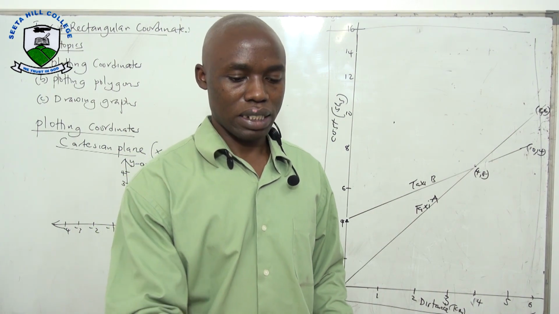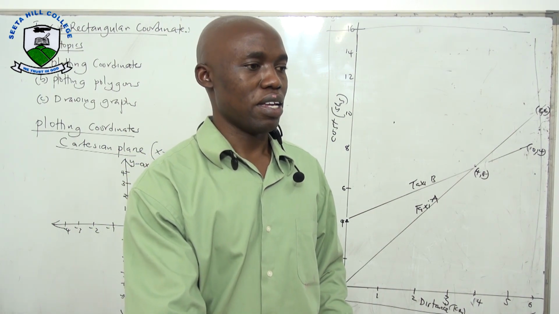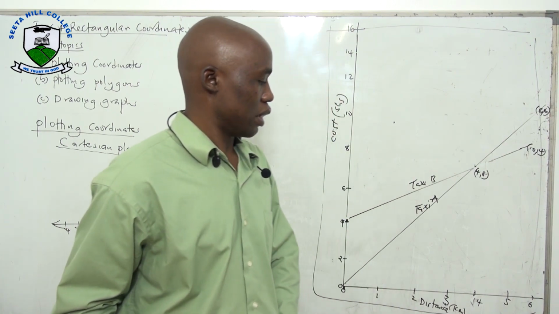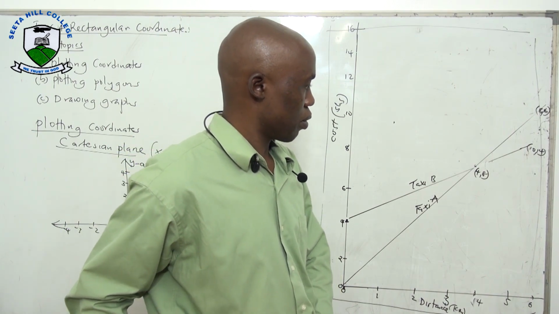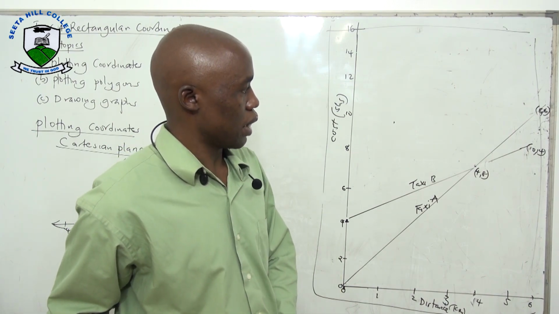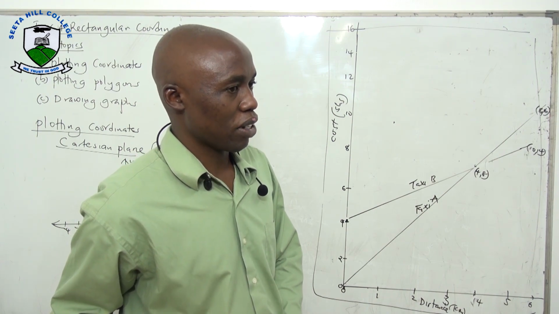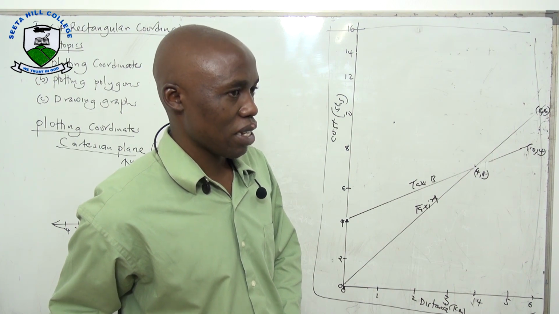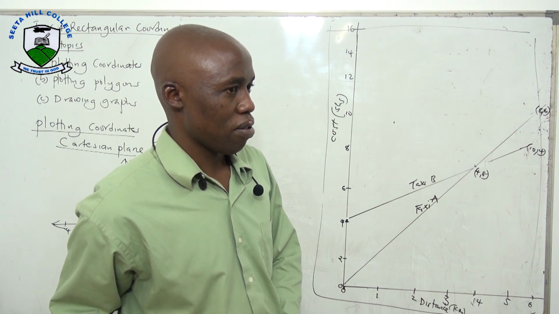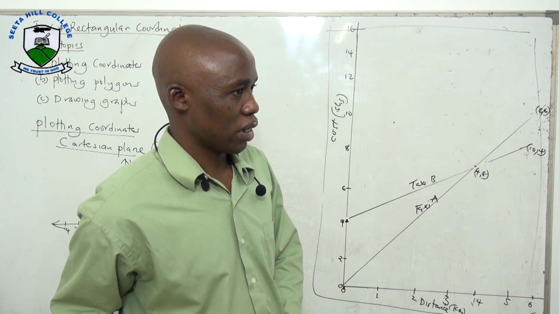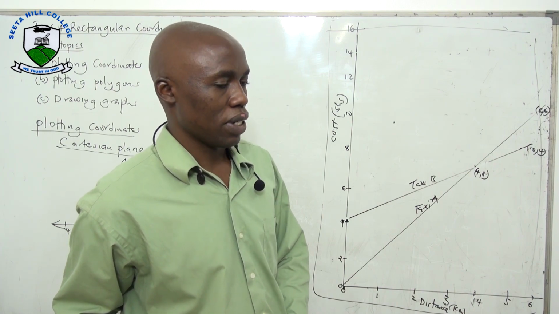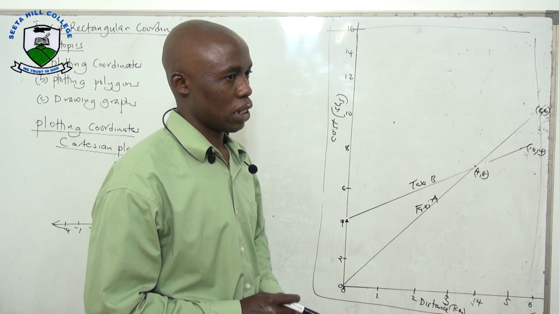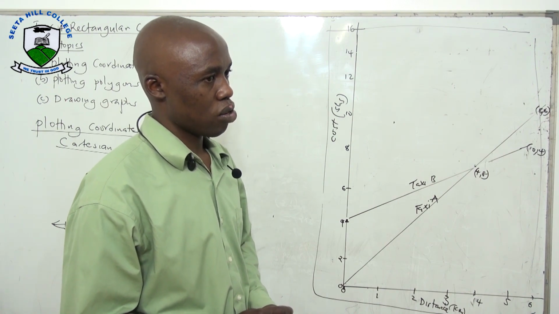Can you give answers for such a typical graph? How much does each taxi charge for 7 kilometers? How are we going to achieve that? Yes, Grace?